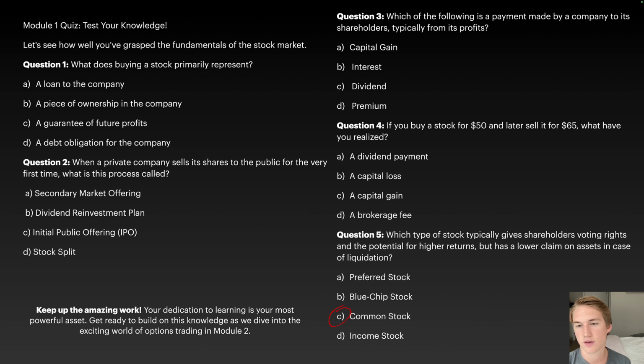So you have the potential for higher returns, but if the company goes to zero or goes bankrupt, you have the lowest claim on your assets, which rarely happens. All the stock people buy and all the stock that you know of is most likely going to be common stock. So it's not really important, but it is common stock.